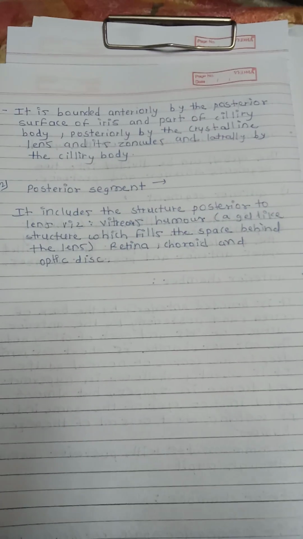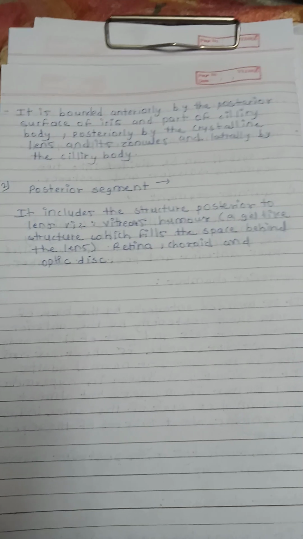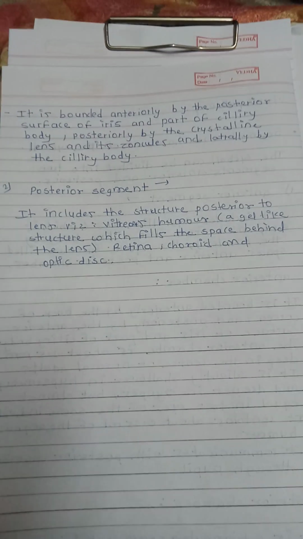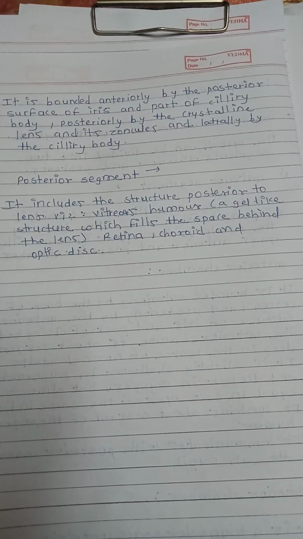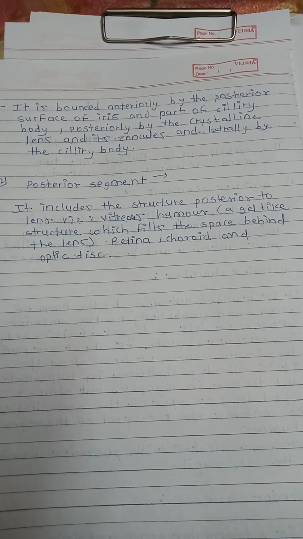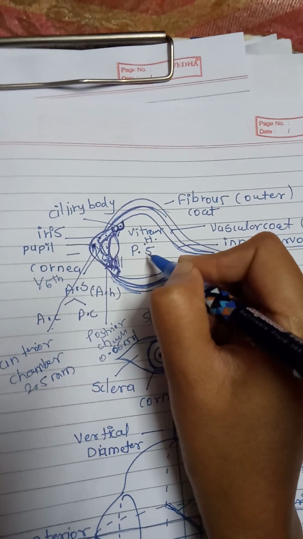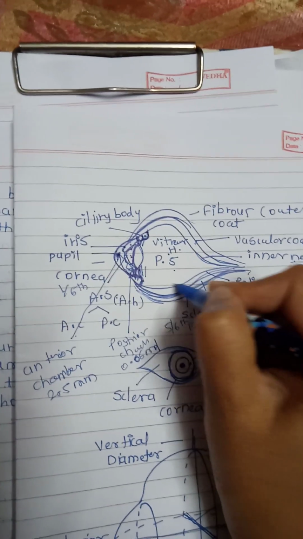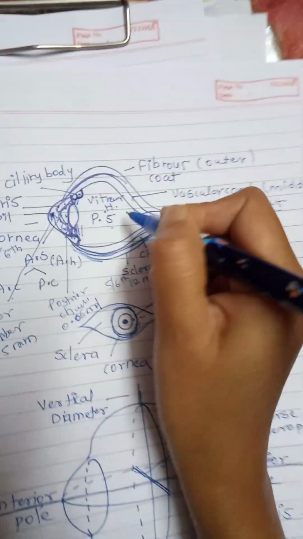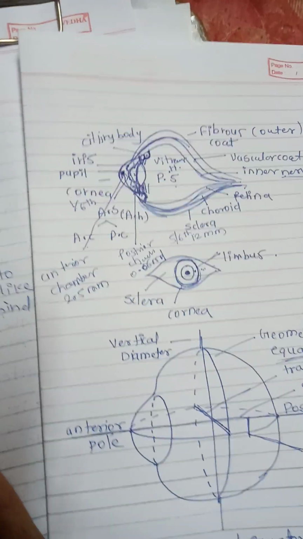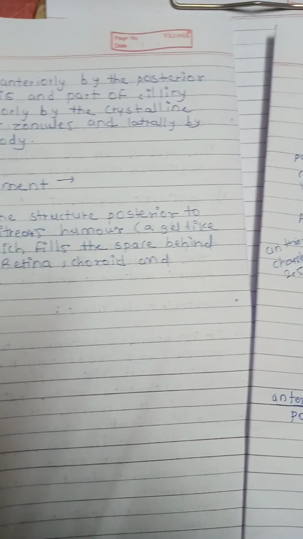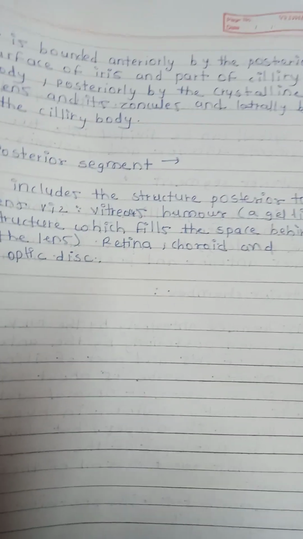Then the second is the posterior segment. It includes the structures posterior to the lens: the vitreous humor, a gel-like structure which fills the space behind the lens, the retina, choroid and optic disc. What does the posterior segment fill? Vitreous humor.